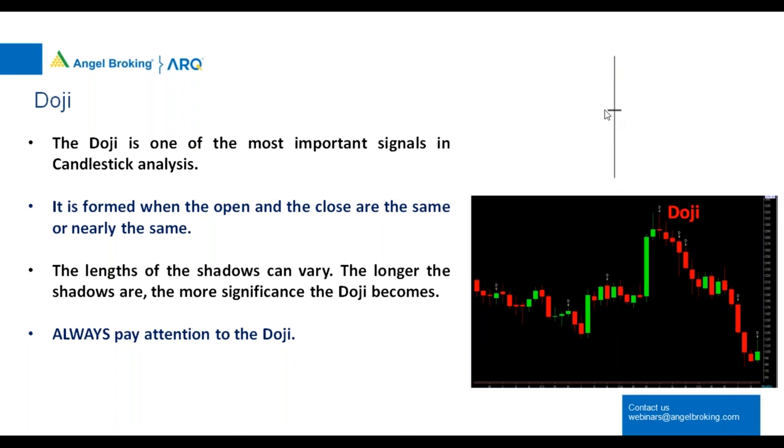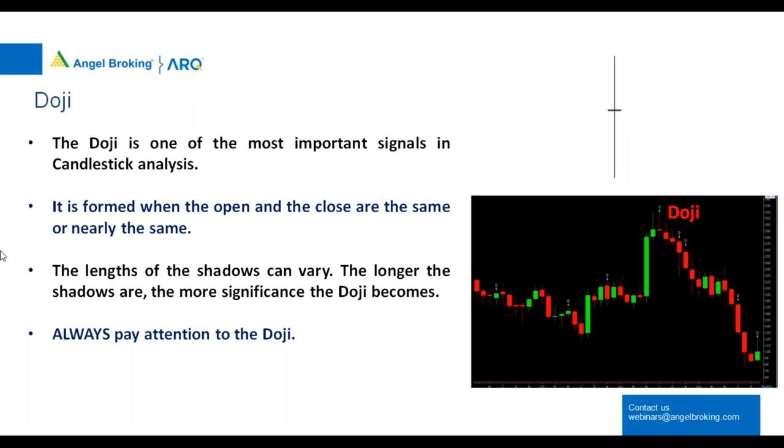So it is the size. The size of the shadow is not as important as the size of the body. So for spinning tops, you have to look at the size of the body. I hope I'm clear so far. Now I'll talk about another pattern which is again very important and very useful, a doji. This is one of the most important signals in candlestick analysis.